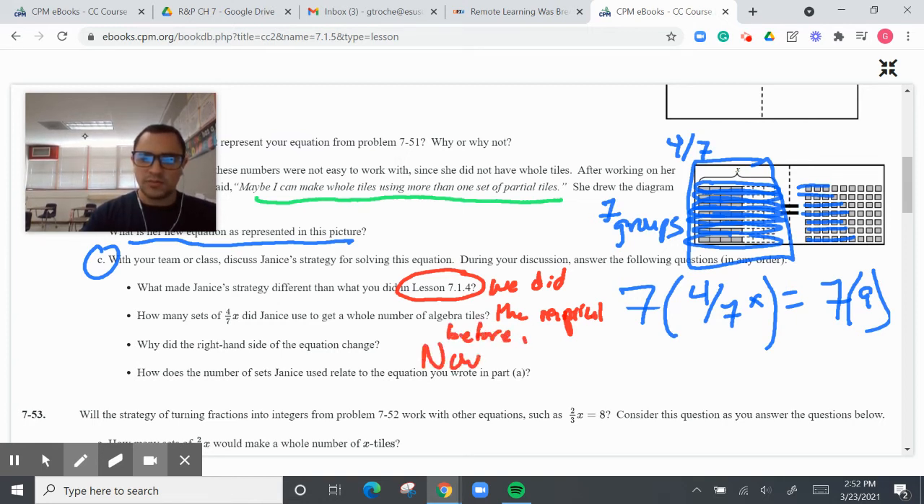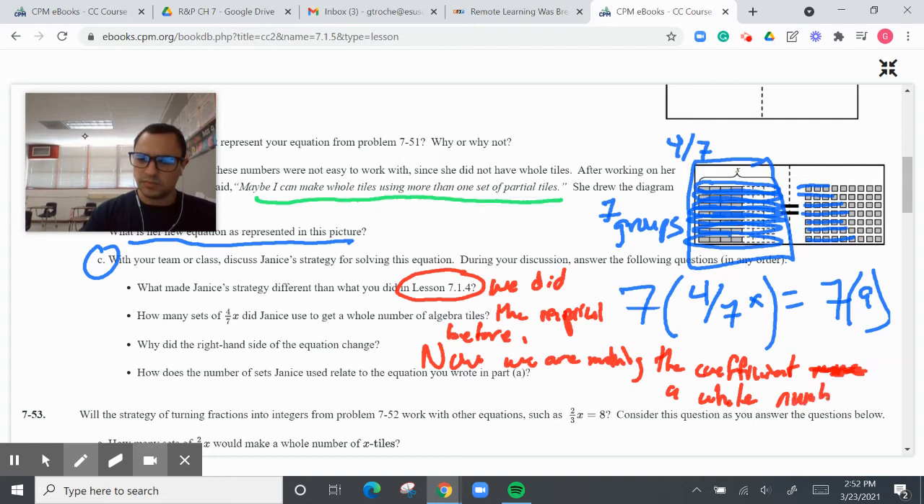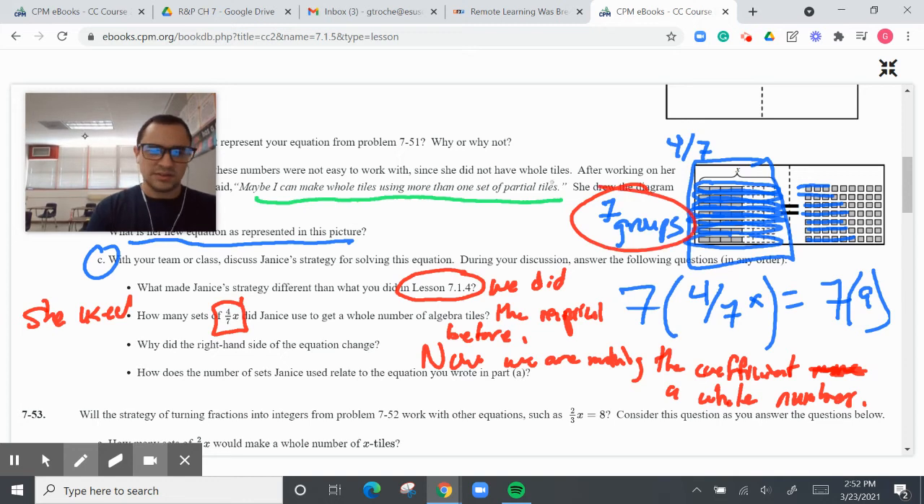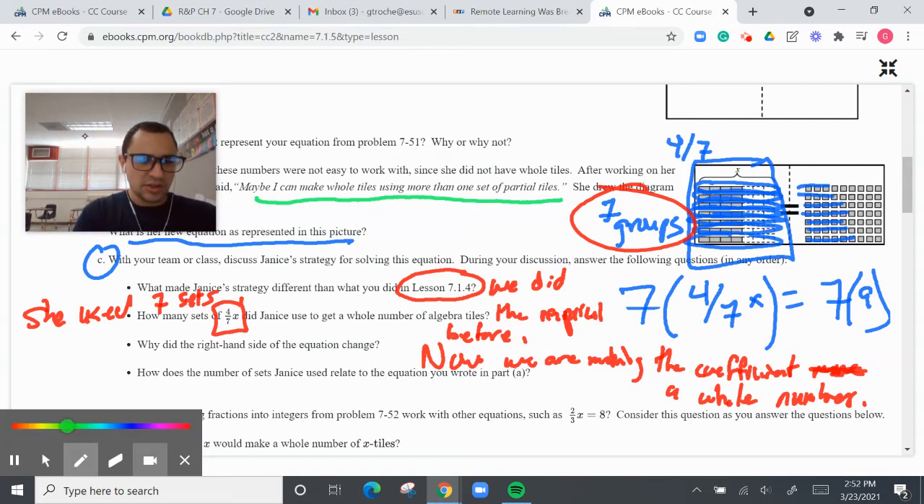So now we are making the coefficient, not more, coefficient a whole number. Okay. How many sets of 4/7 x did Janice use? So she used 7 sets.